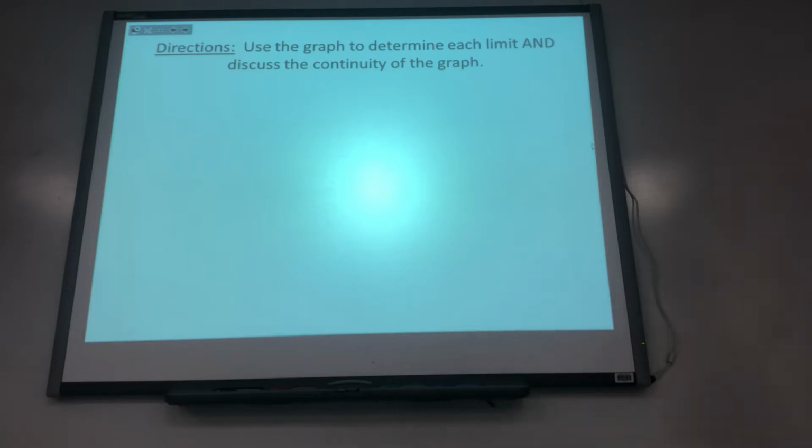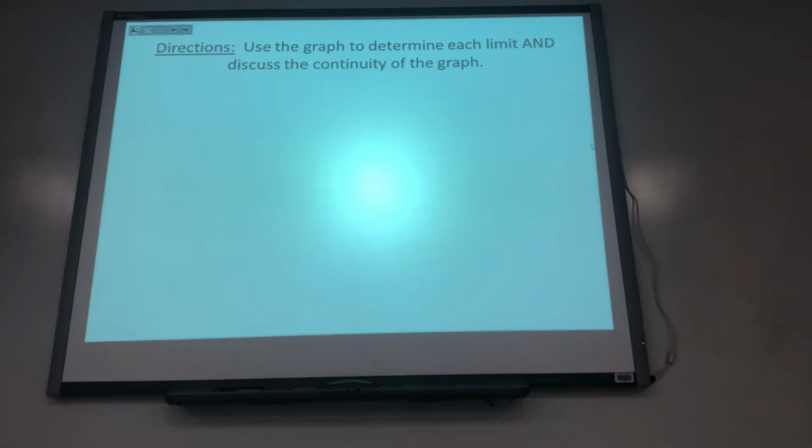Brooklyn, I'll print those notes out here in a little bit, but continuity is something we talked about at the beginning. Use the graph to determine each limit and discuss the continuity of the graph. So we'll still have to check those three conditions once we find some limits.